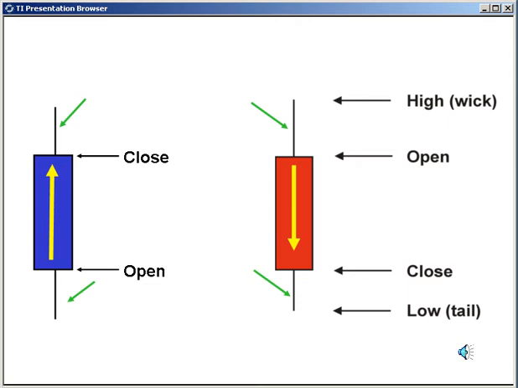The tail at the bottom shows that it was a small red candle when it was trading below the opening price. The red candle shows us that it was a small blue candle when it formed its wick at the top, and it was a larger red candle when the tail formed at the bottom.